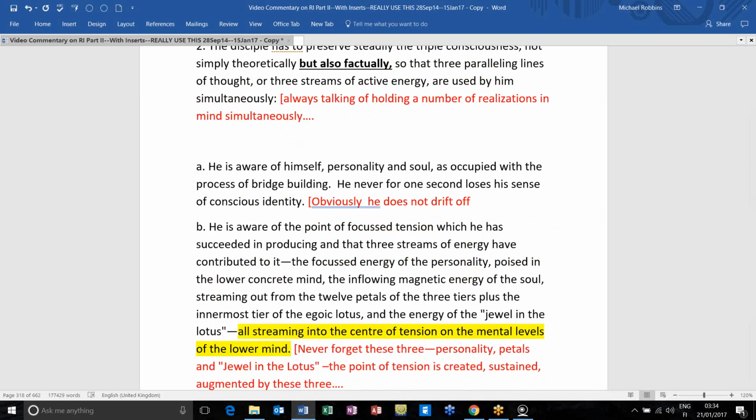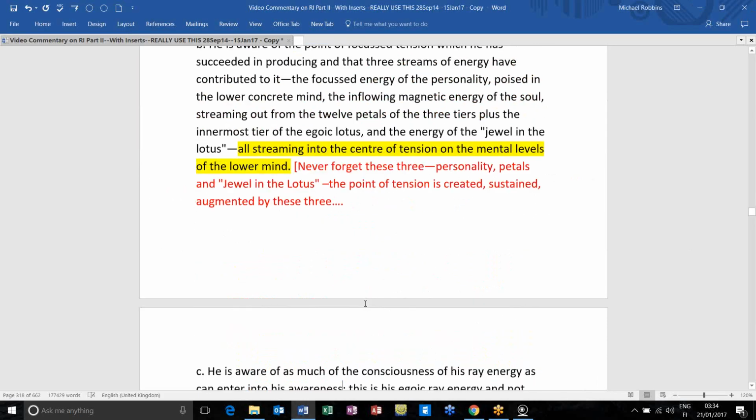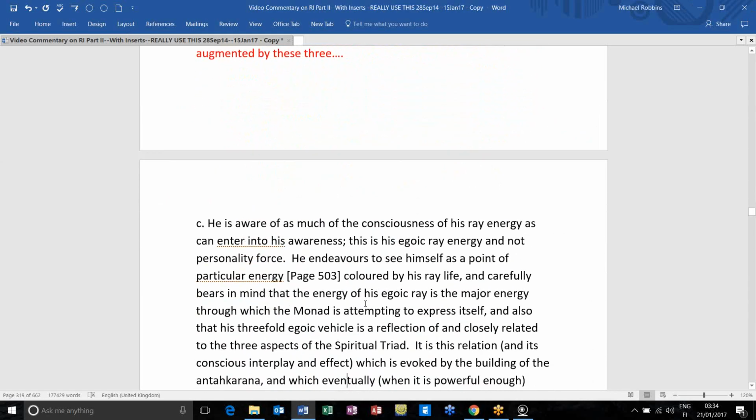So if we simply imagine that we are creating a point of tension from below, the personality energies alone will not be sufficiently intense for the projection method to occur successfully. Okay. And C, he is aware of as much of the consciousness of his ray energy as can enter into his awareness. This is his egoic energy, ray energy, and not personality force.